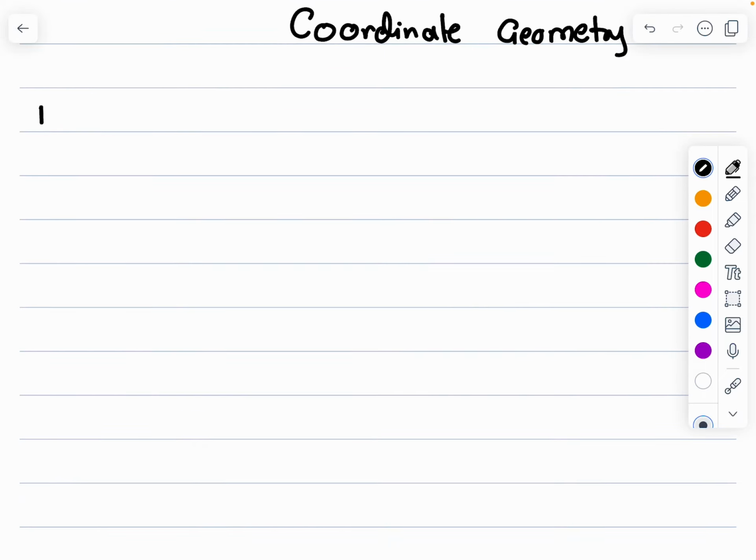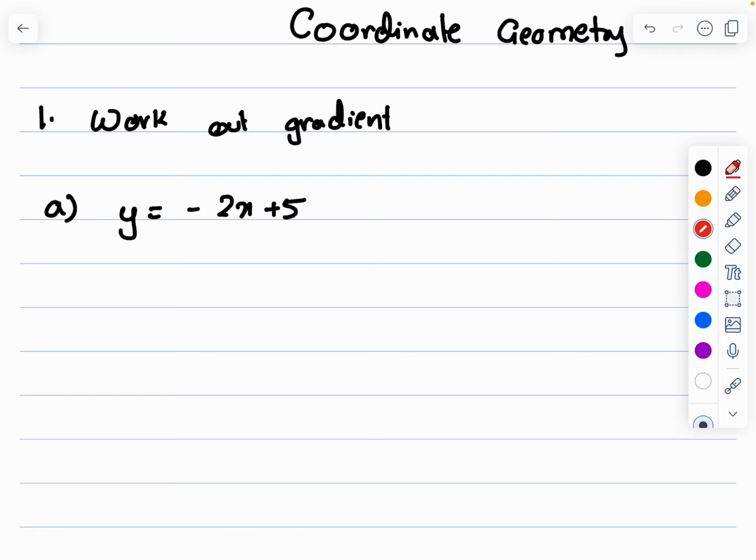So for example, the first question is: work out gradients. We will find out how to find the gradients of a straight line. The first question is y equals negative 2x plus 5. Always compare with y equals mx plus c. The number before x is going to be the gradient. So the gradient over here is negative 2.